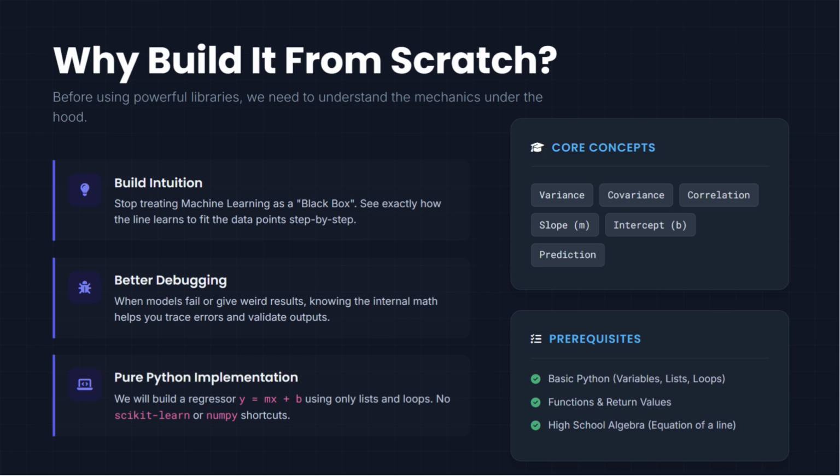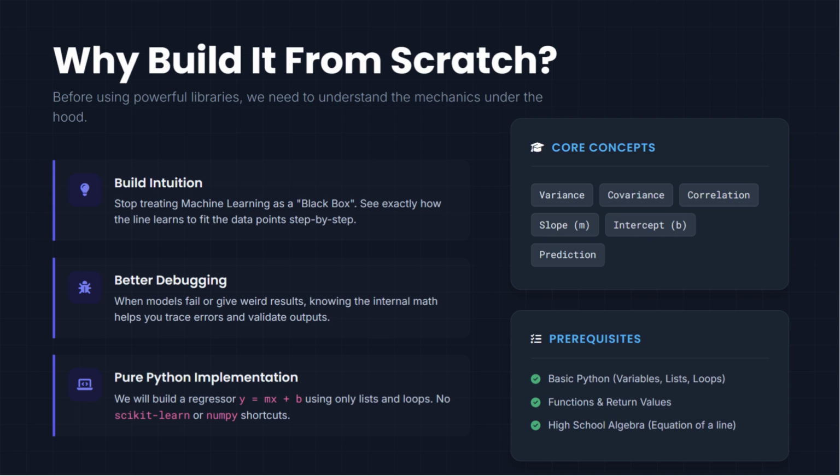Third, pure Python implementation. We will write the entire regressor y equals mx plus b using only lists and simple loops. No external libraries at all. The prerequisites are very beginner-friendly. Basic Python like variables, lists and loops, how to write functions, and simple high school algebra, just the equation of a straight line. If you know these, you are 100% ready.